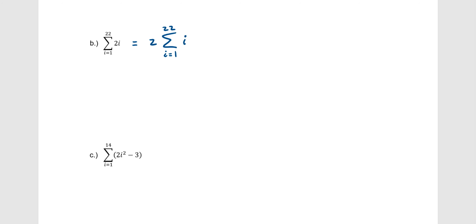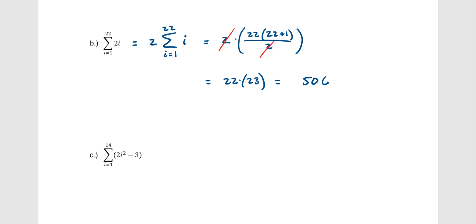So our shortcut is going to be 2, and that's just the 2 that's out front, times n, which is 22, times n plus 1, which is 22 plus 1, divided by 2. Okay, so that's the shortcut from the previous page. And what we can see here, which is kind of nice, is that 2 divided by 2, they will cancel, and we get 22 times 23. And 22 times 23, we end up getting 506. Okay, so definitely a lot shorter for that one.